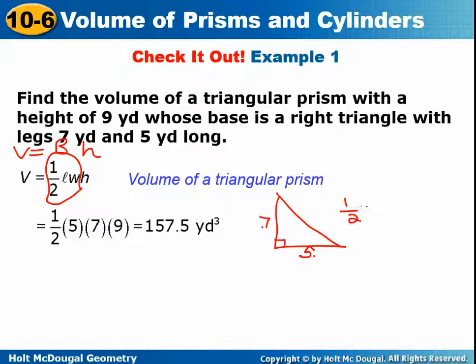You would take 1/2 5 times 7. That's the area of the base. And then, of course, this is a triangular prism. That's just the bottom part. It has a height of 9, so we would multiply that by 9. And this is what you would get.